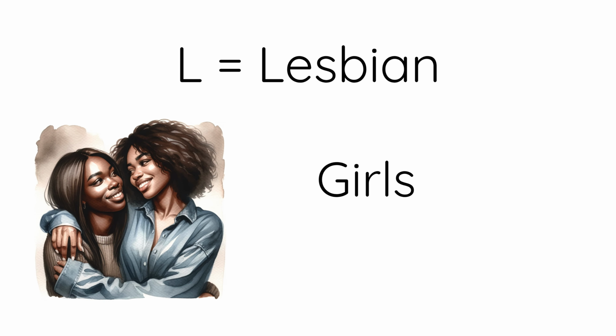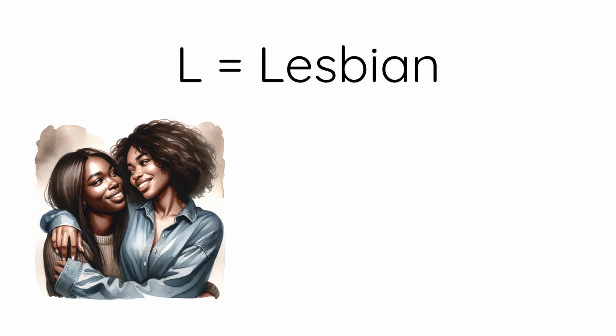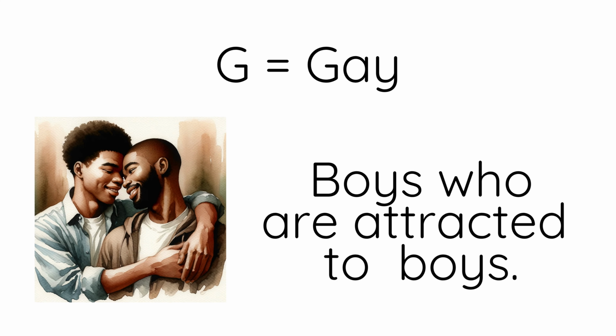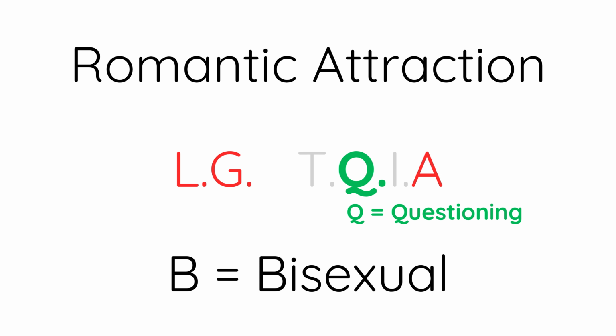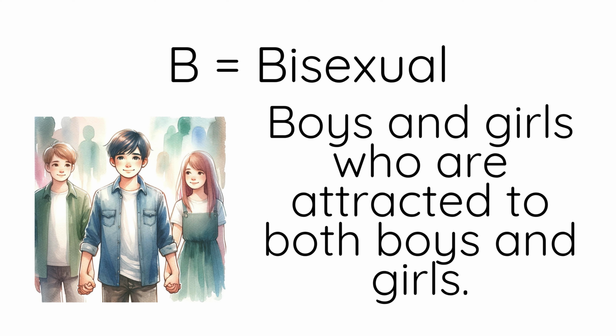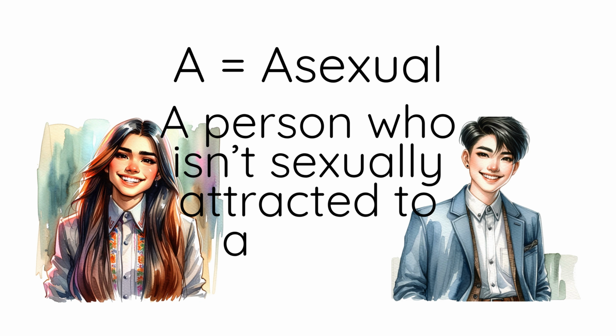L is for lesbian. This is a label for girls who are attracted to girls. G is for gay. This is a label for boys who are attracted to boys. B is for bisexual. This is a label for girls or boys who are attracted to both girls and boys. A is for asexual. This is a label for people who aren't attracted to anybody.